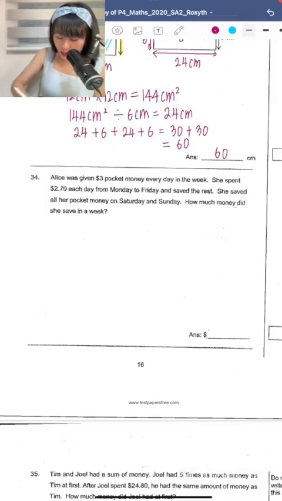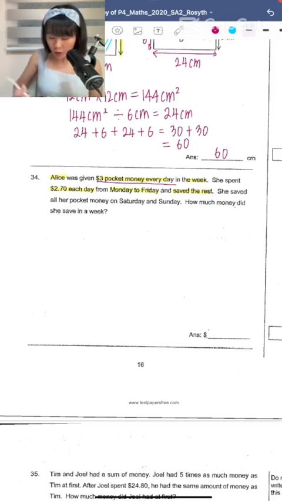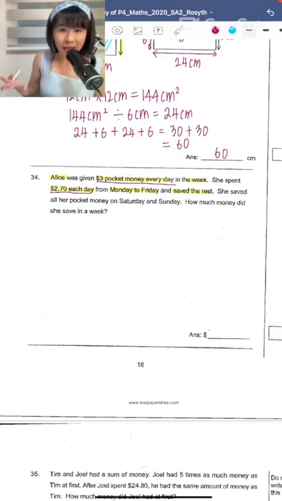Question 34, we have Alice was given $3 pocket money every day in a week. She spent $2.70 each day from Monday to Friday and saved the rest. Now, bear in mind that this pocket money is the total money she has every day. Out of this total money, some she saved and some she spent. So if she spent $2.70 each day, that means how much would she save?